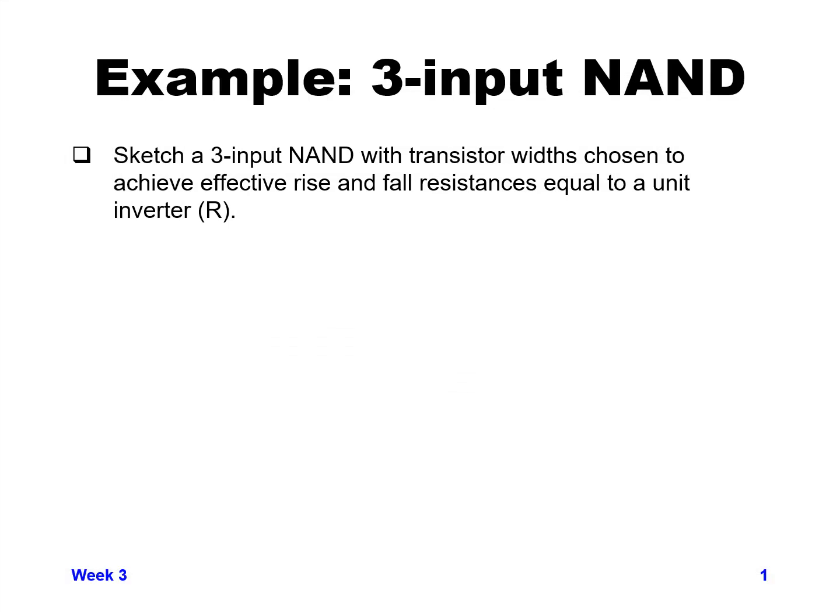Let's go through an example of a delay model. So let's start out, sketch a 3-input NAND gate, all of the transistors, and add transistor widths that are chosen to try and achieve the same effective rise and fall resistances that are equal to a unit inverter, like we've been looking at. So pause here and do that and restart after you're done.